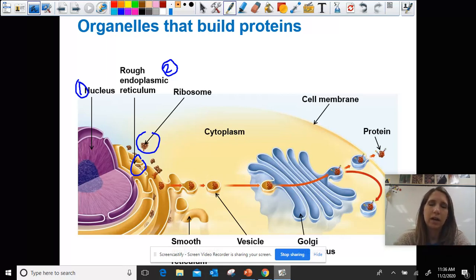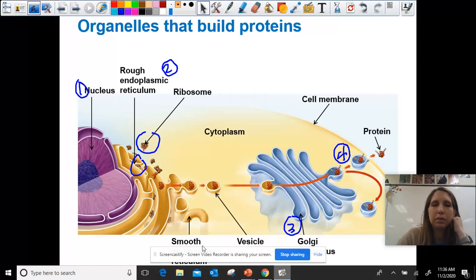From there, we go on to the Golgi apparatus. All right, so the Golgi here is my third step. And notice I'm using vesicles to get from my ER to my Golgi. And then we end up with vesicles here again at the end in step 4 that are going to push our proteins out of our cell. Now, I left off a couple of things here.